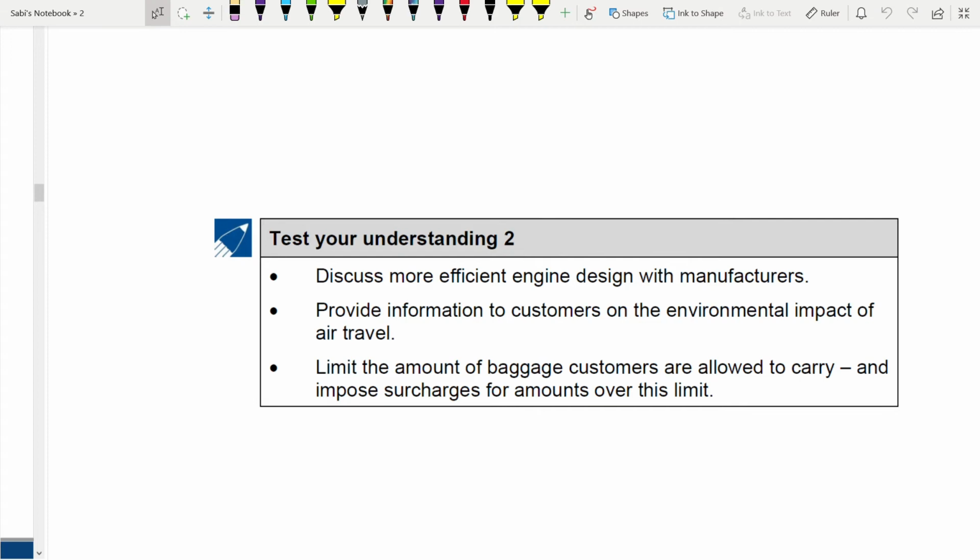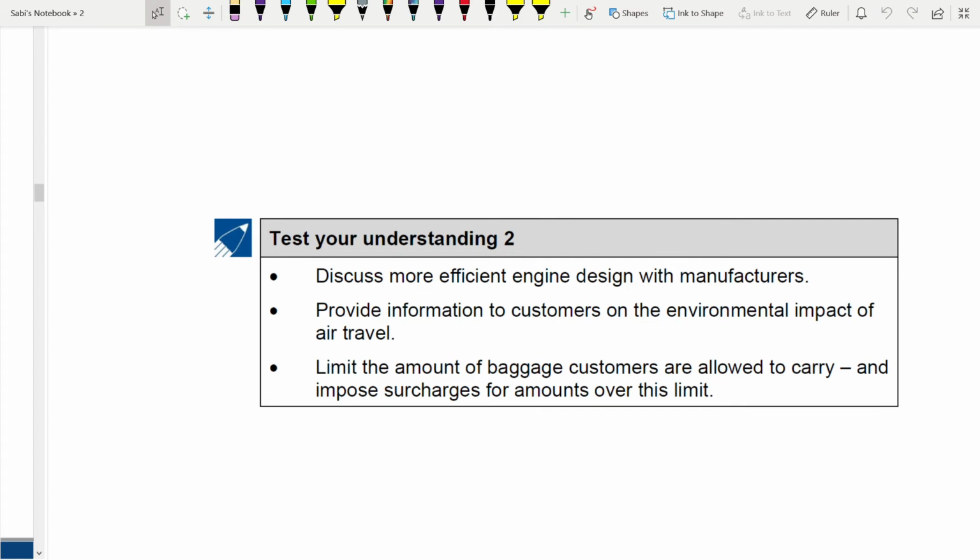The second way to reduce is information: give information to the customer about the environmental impact of air travel. What happens by doing this, I will tell you. If you give information, that shows you are accountable to the customer. You obviously want to give positive information to the customer. To do that, you have to do something positive, right? So that will help you to take your actions.